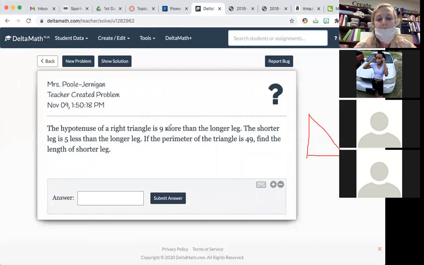The hypotenuse is 9 more than the longer leg. Do they tell us what the longer leg is? No. So what do you guys want to make it? If they don't tell you what it is, you can make it whatever you want.